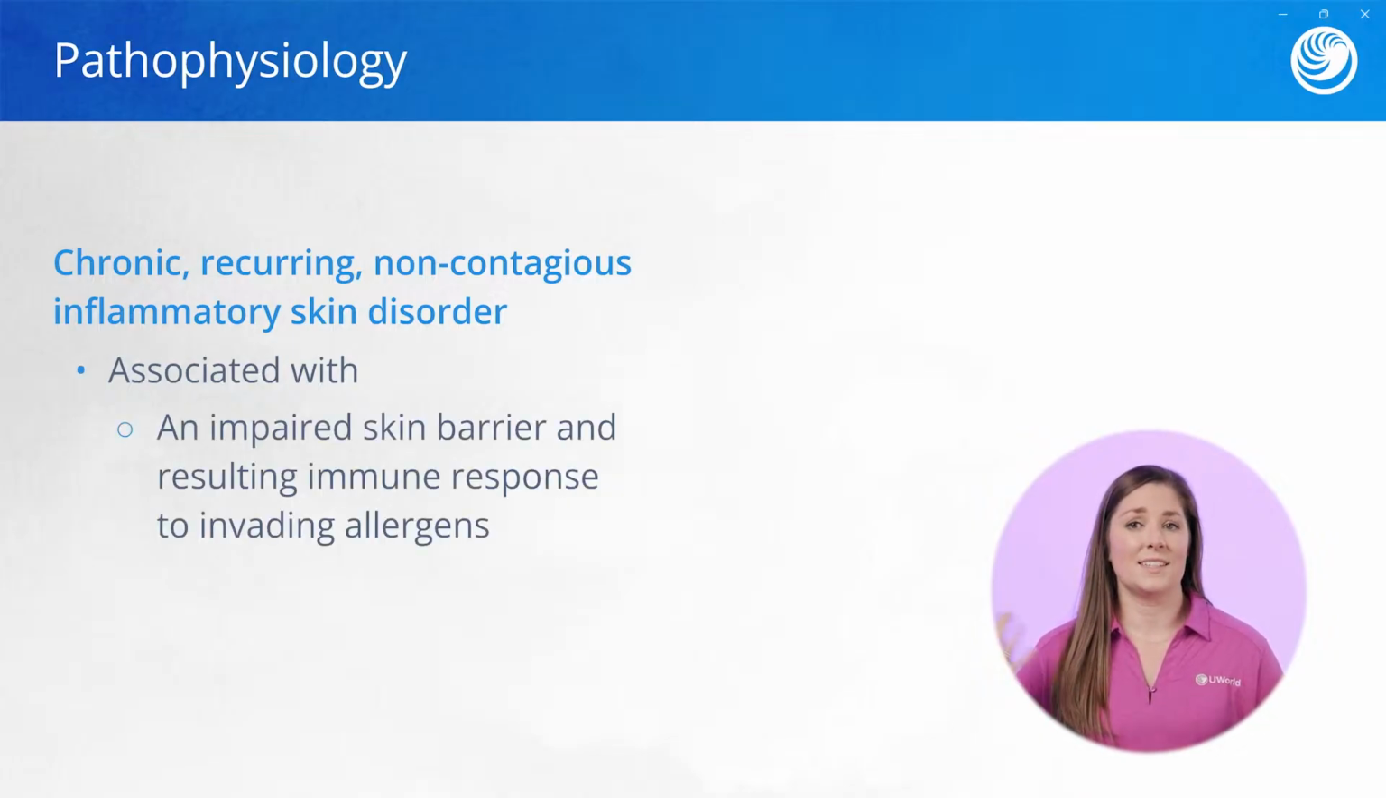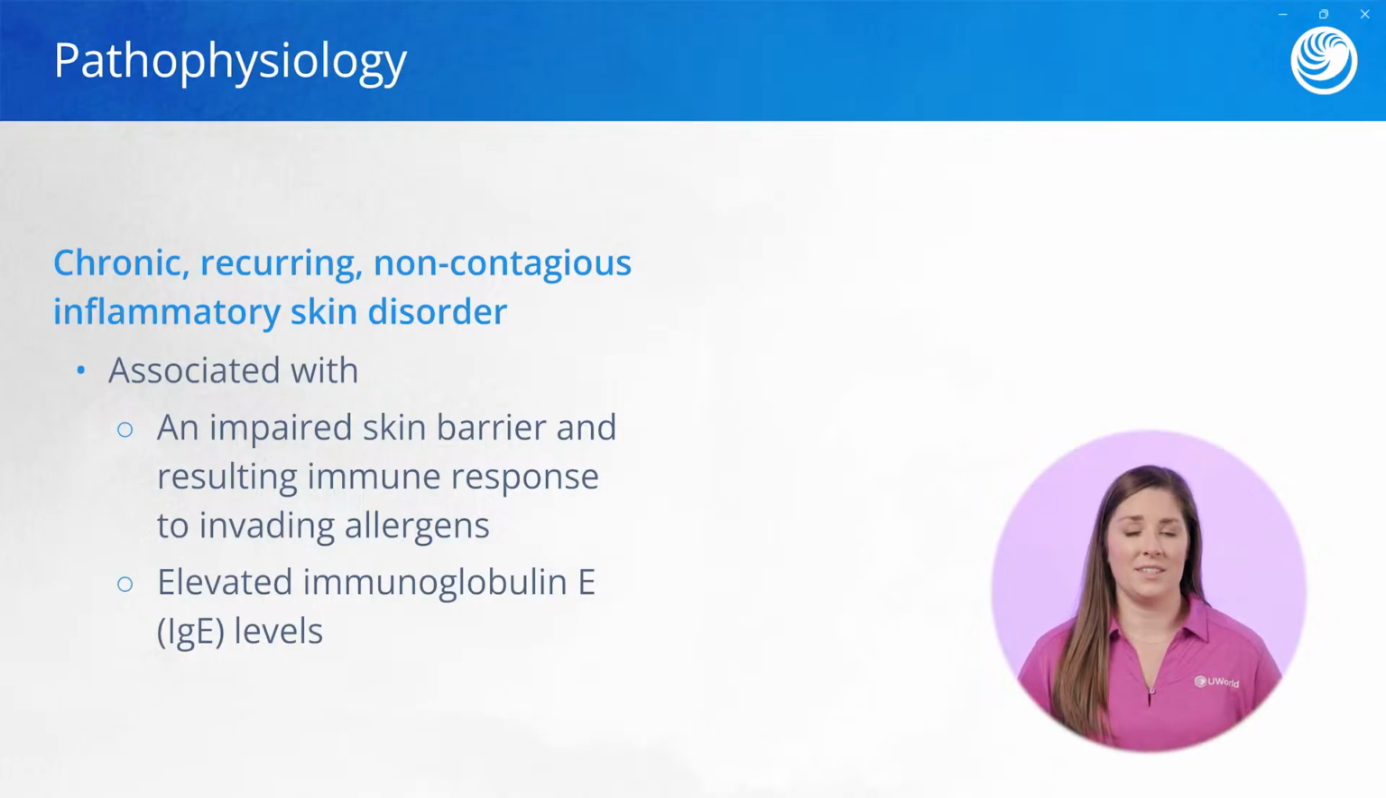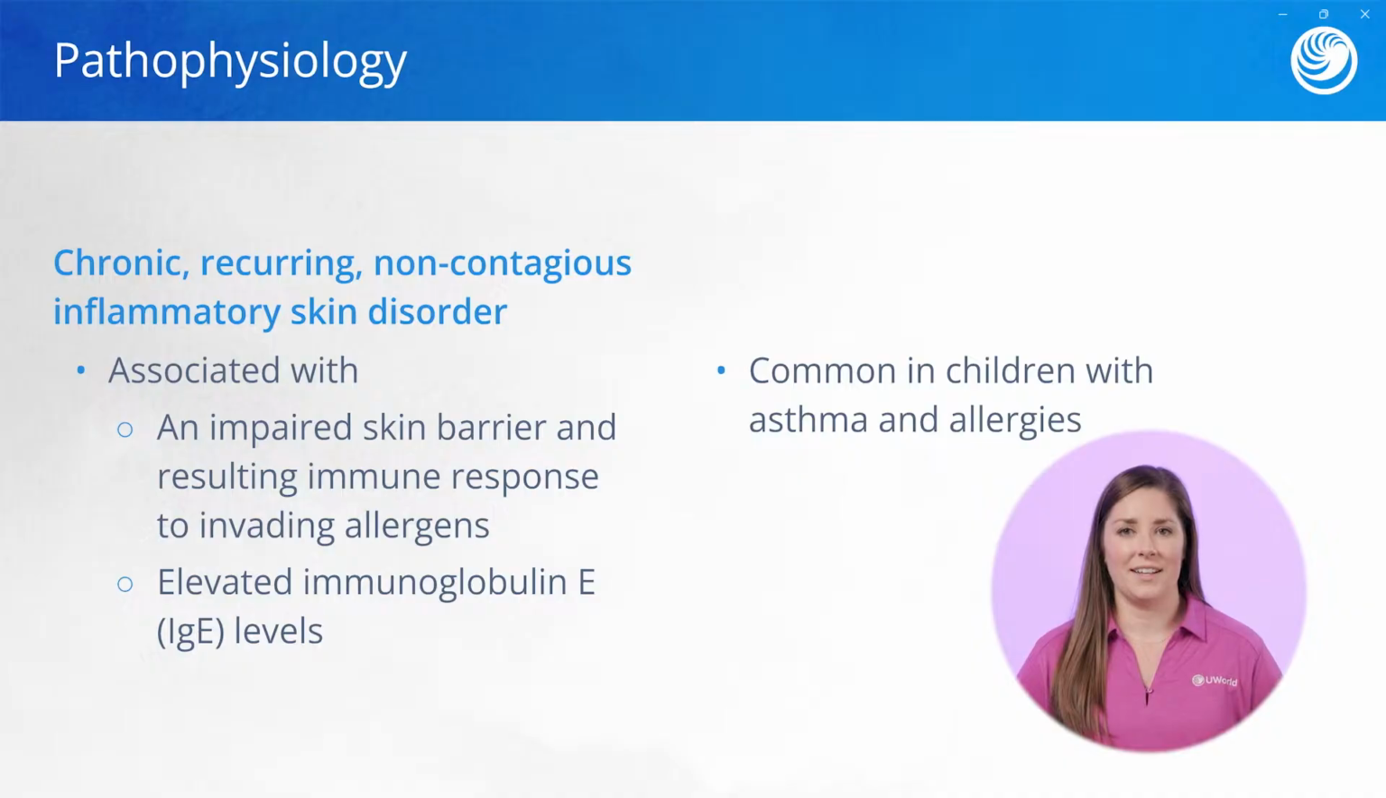So once the skin is exposed to allergies, they're able to penetrate through the skin barrier, and then the body creates immunoglobulins, antibodies, also known as IgE. And they then create an allergic irritant reaction. Clients with eczema or atopic dermatitis typically have elevated levels of IgE. This is why eczema is so common in clients with other issues such as asthma and allergies.